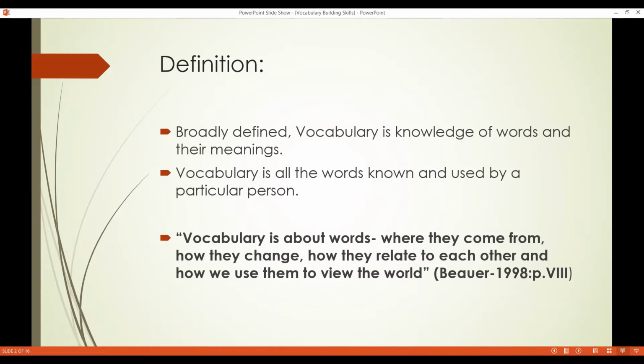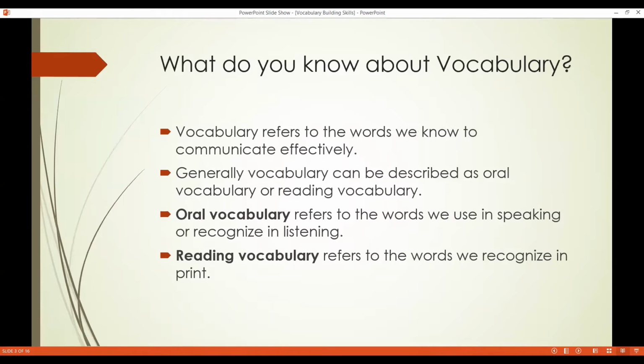There is a definition on the screen which says that vocabulary is about words, where they come from, how they change, how they relate to each other, and how we use them to view the world. No matter who you are, a student trying to finish a term paper, a professional completing a written project, or anyone else relying on the power of words to send a message, you need a comprehensive and expressive vocabulary in order to interact well and to do a good job in your daily tasks.